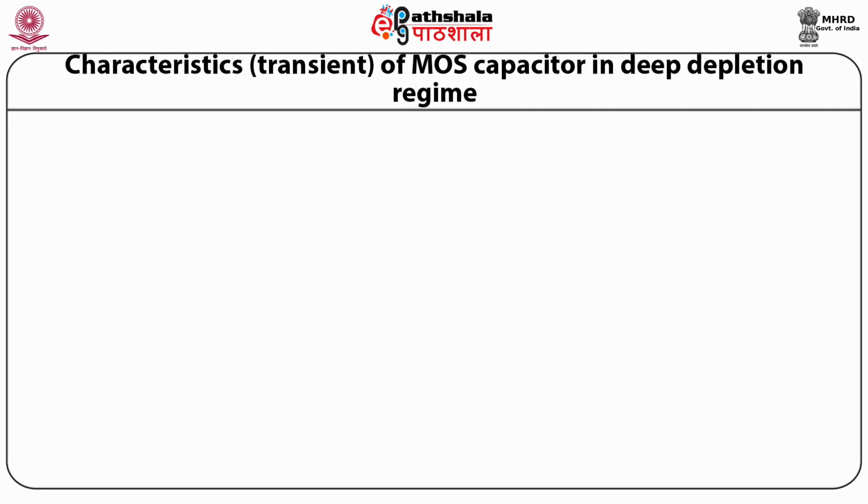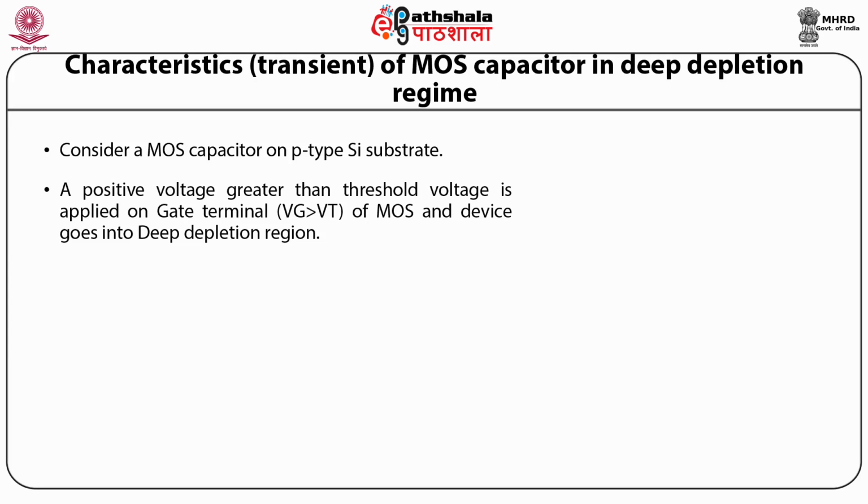Characteristics or transient of MOS capacitor in deep depletion regime. So students, consider a MOS capacitor utilizing a p-type silicon substrate. That is, a positive voltage greater than the threshold voltage is applied on the gate terminal, Vg is greater than Vt of MOS. So after the application of the voltage, the device goes into the deep depletion region and the energy band diagram corresponding to the MOS capacitor in deep depletion regime is shown in this figure.